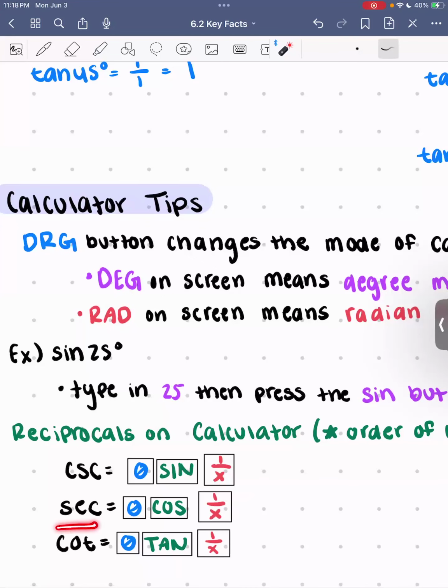Same thing with secant and cotangent. For secant, you would press the cosine button and then the 1 over x button. And for cotangent, you would press the tangent button and then the 1 over x button. That's how you would solve those kinds of problems if given something that might look like this on your calculator.